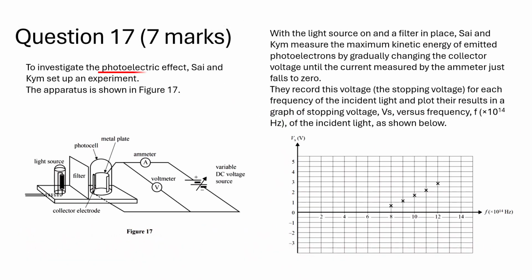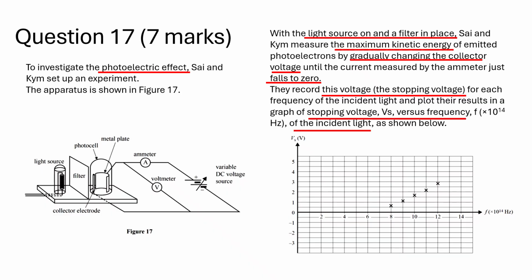To investigate the photoelectric effect, Tsai and Kim set up an experiment. With the light source on and a filter in place, Tsai and Kim measure the maximum kinetic energy of emitted photoelectrons by gradually changing the collector voltage until the current measured by the ammeter just falls to zero. They record this voltage, the stopping voltage, for each frequency of the incident light and plot their results in a graph of stopping voltage, Vs, versus frequency of the incident light, as shown below.